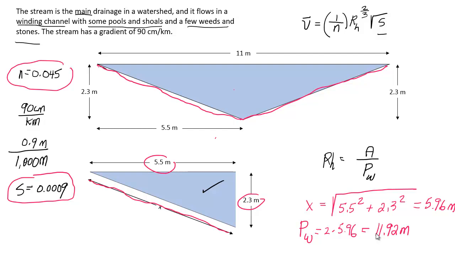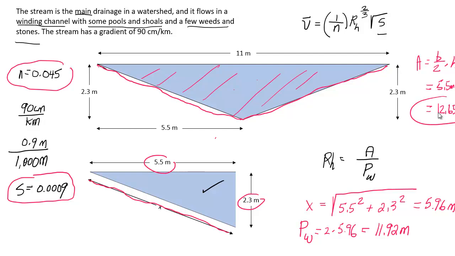The area of the triangle is actually really easy. The formula for the area of a triangle is half of the base times the height. Well, we already know both of these numbers. The base is 11 and half is 5.5, so it's 5.5 meters times the height, and we know the height, it's 2.3 meters. So we just multiply those together, and we get 12.65 square meters. So this is the area here. That's the wetted perimeter here.